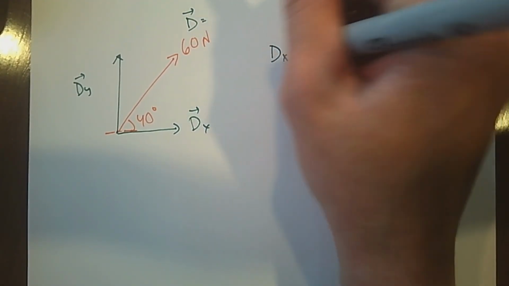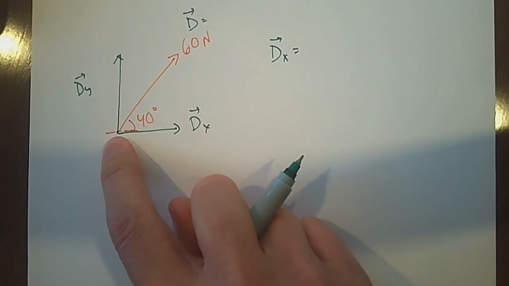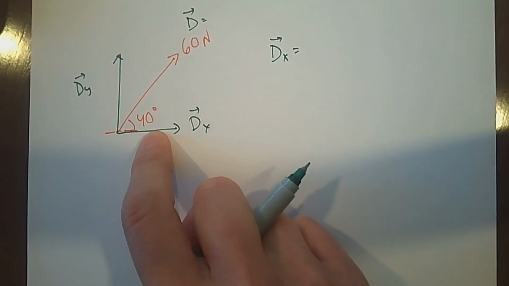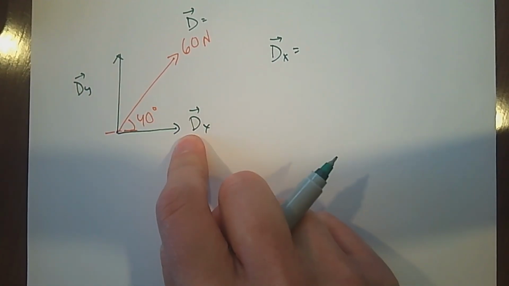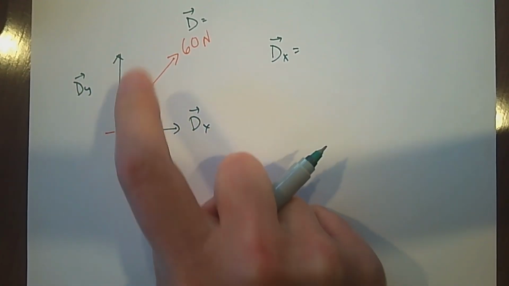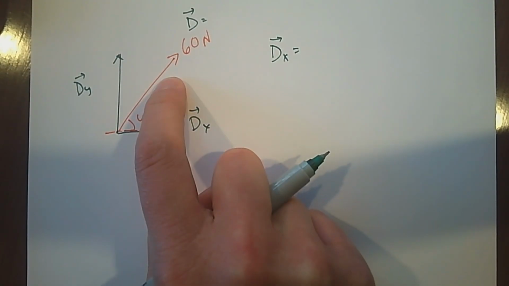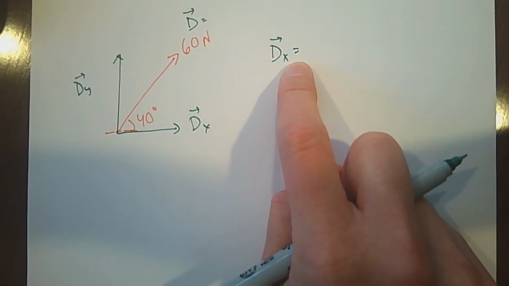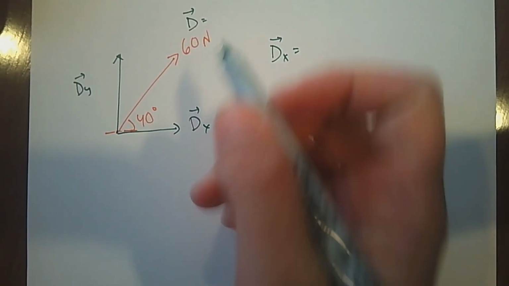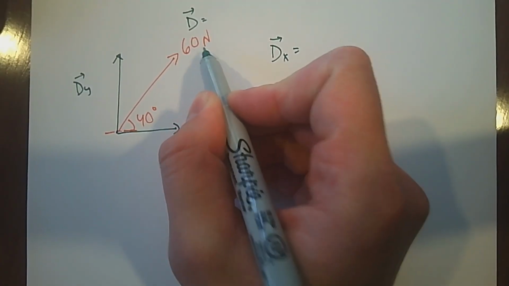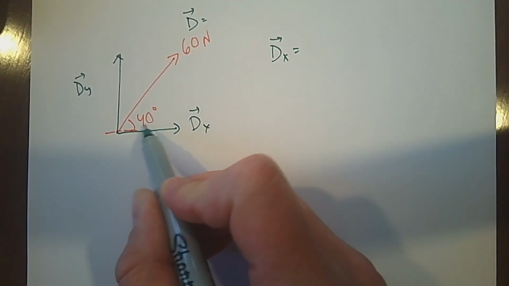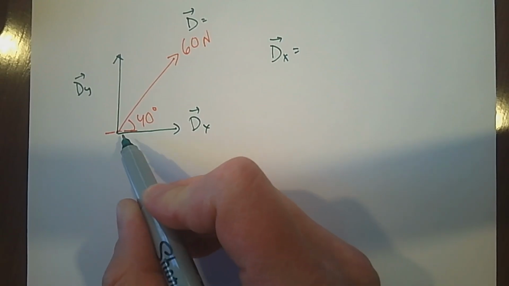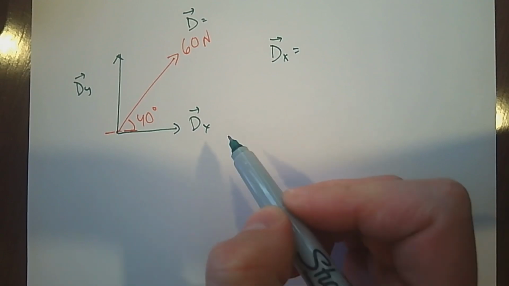So we have dx. If this were rearranged in a tip-to-tail fashion, we would see that this is a right triangle, where dy would be my opposite, dx would be my adjacent, and 60 newtons, or d, would be my hypotenuse. So if I want to find the x component, I would need to relate my known information on the hypotenuse h to the adjacent side and then to my angle 40. The trigonometric function that relates a and h is cosine.